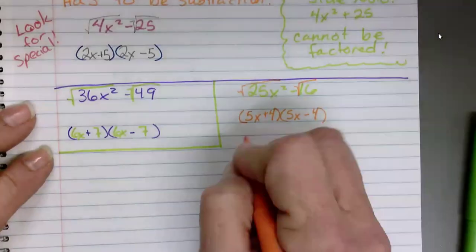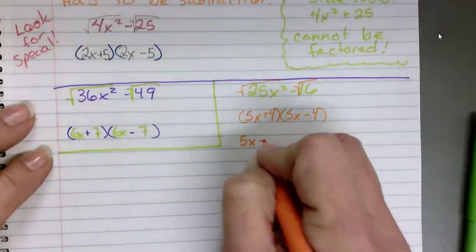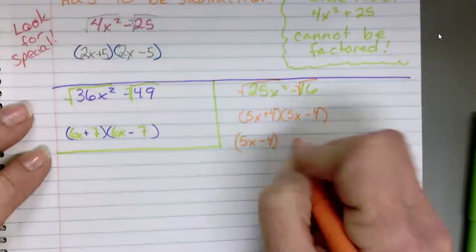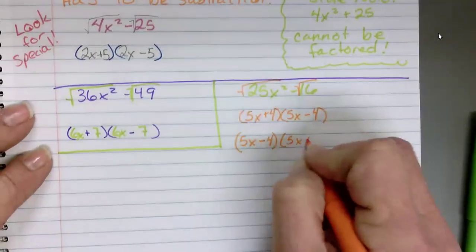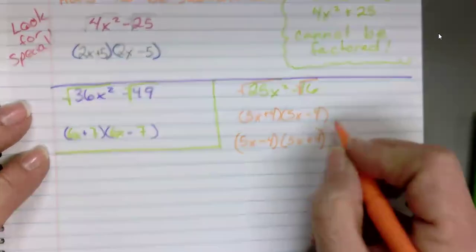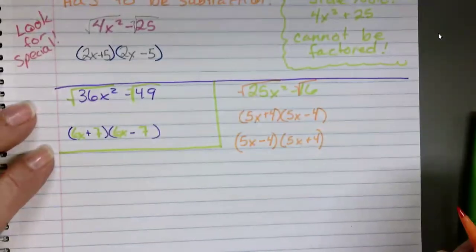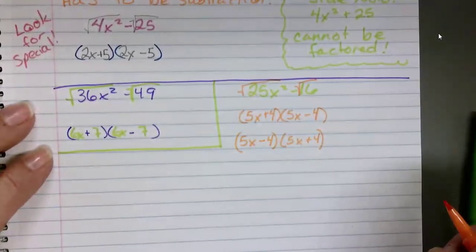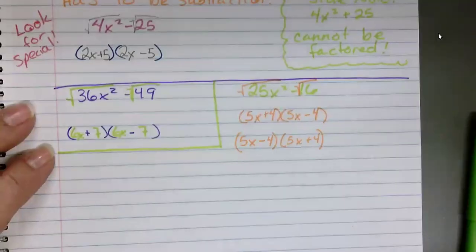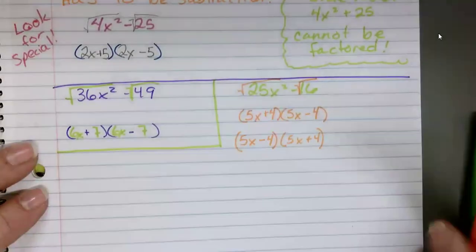If you did it by yourself and you got the answer 5x minus 4 times the quantity 5x plus 4, whose answer is more correct? Neither one. They are exactly the same. They're both equally right. All right. Well, let's just do one more.